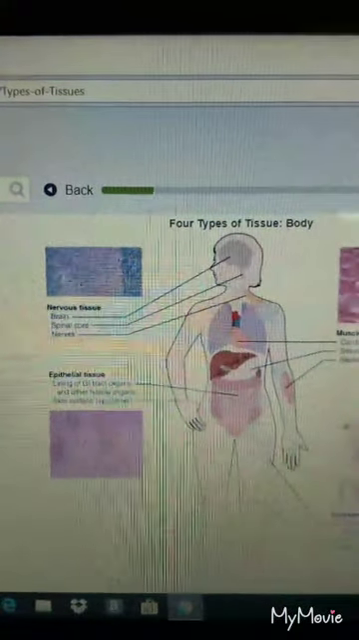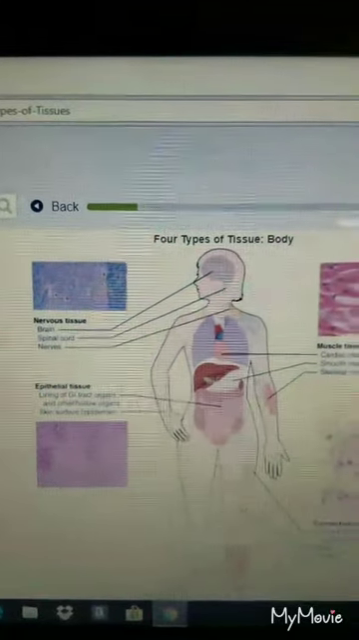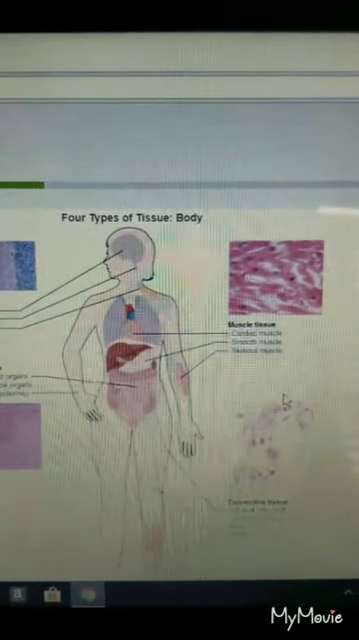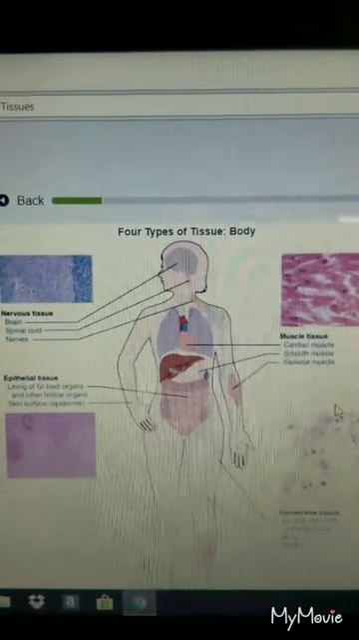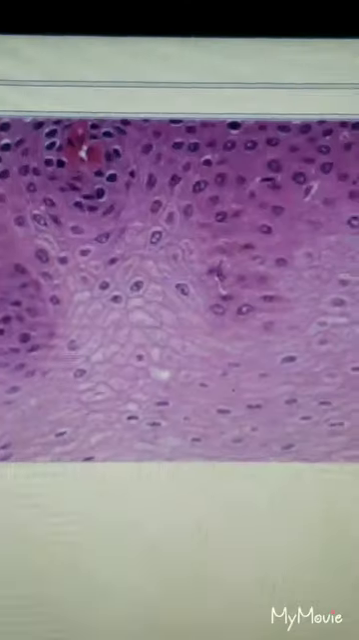This is the week 2 discussion of the 4 types of tissue found in the human body. There are 4 types of tissue found in the human body. The 4 types of tissue are the epithelial tissue, the nervous tissue, the muscle tissue, and the connective tissue. Today I'm going to discuss the function and what they are.